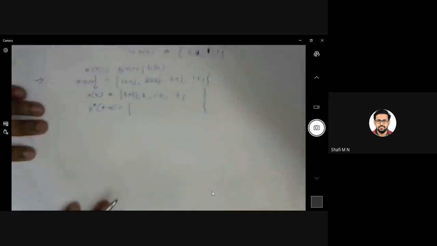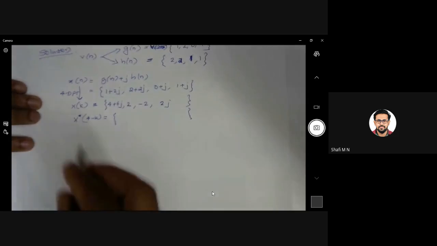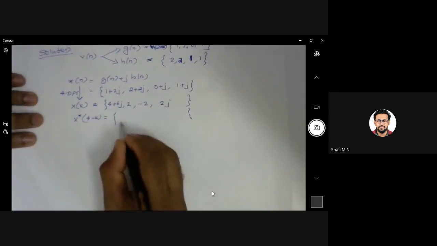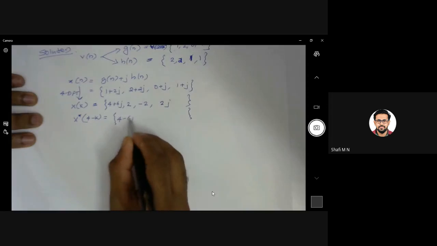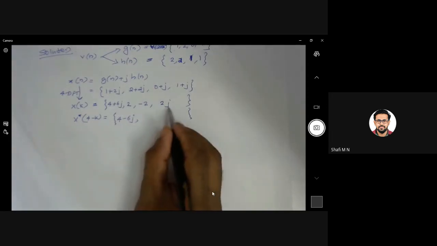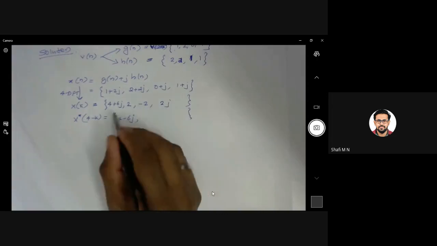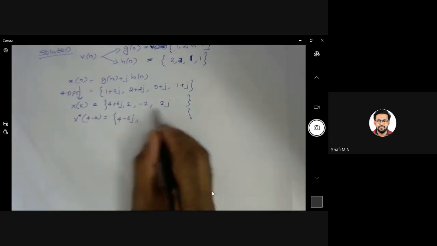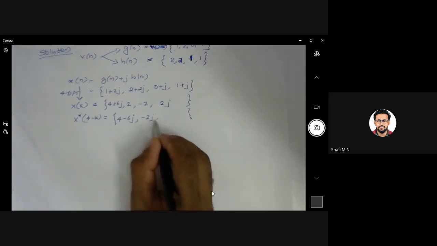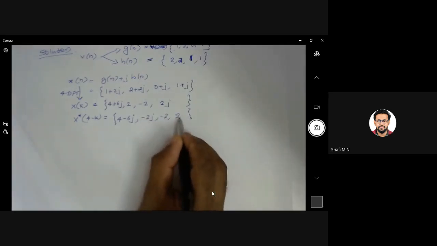So let me write X conjugate of 4 minus K. N is 4. Okay. So you have to take the conjugate. So this is 4 minus 6j. What will be the next element? Conjugate. Now you have to read from right to left. So the order is 2j, minus 2 and 2. That should be conjugated. 2j conjugated, remember, is minus 2j. This is minus 2 and this is 2. Are you clear?